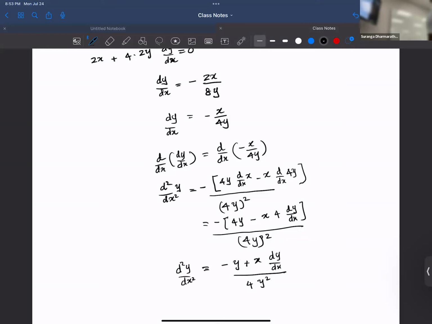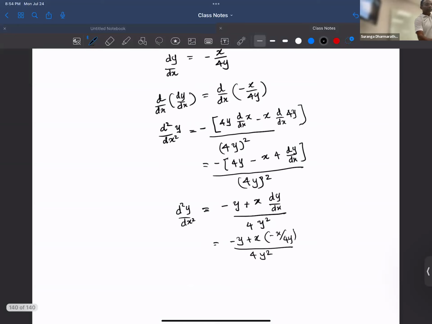If you want, you can substitute for dy over dx from the previous answer. That's negative x over 4y, and then you can solve from there. So basically you put negative y plus x times dy over dx, which is equal to negative x over 4y, and then put 4y squared there. And then you can solve it. Does that make sense? So that's how you do the higher derivatives.